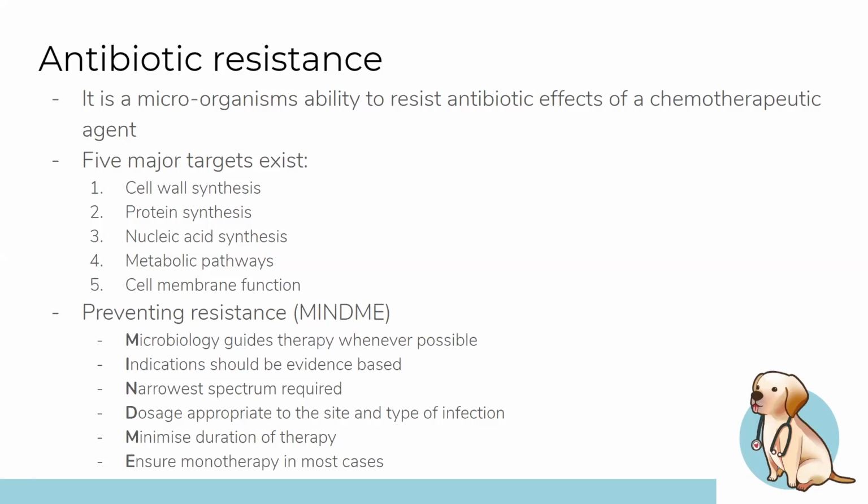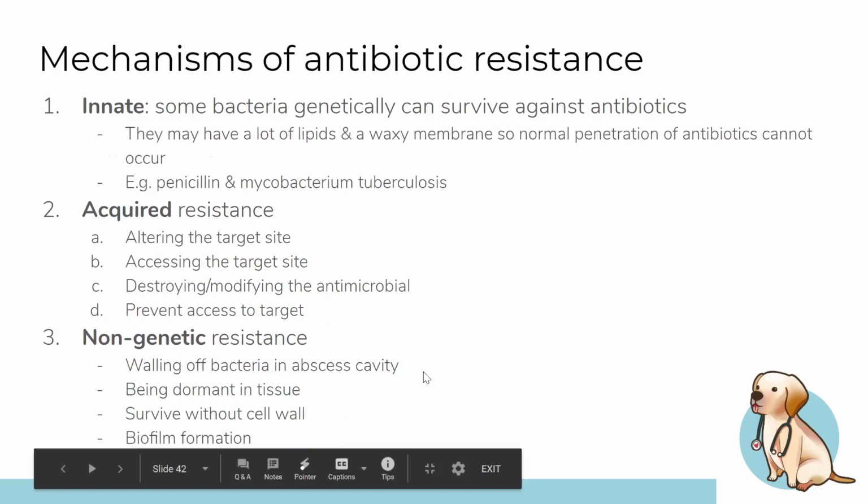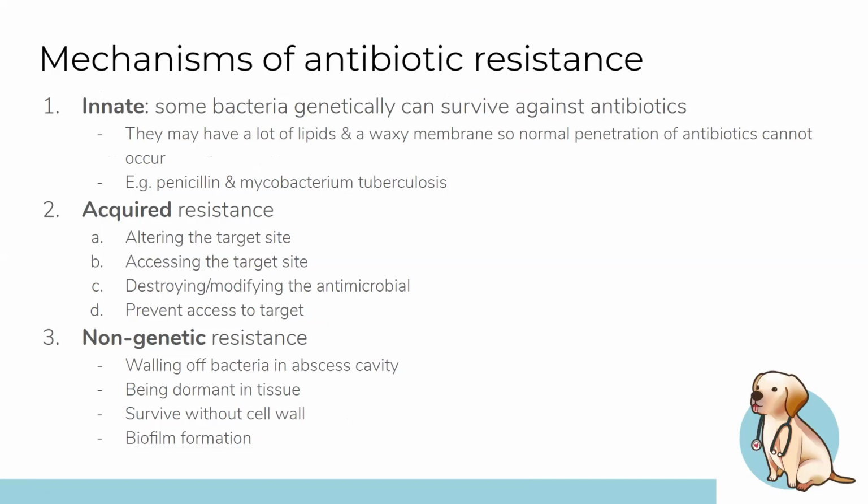There's also a little mnemonic about how we can prevent antimicrobial resistance. I'll let you have your own look at this, but most of them are pretty straightforward, and also quite important to remember at the same time. All right, so there are a couple of mechanisms of antibiotic resistance. We can split these into innate resistance, acquired resistance, and non-genetic resistance. Examples of these have been put onto the slides for you.